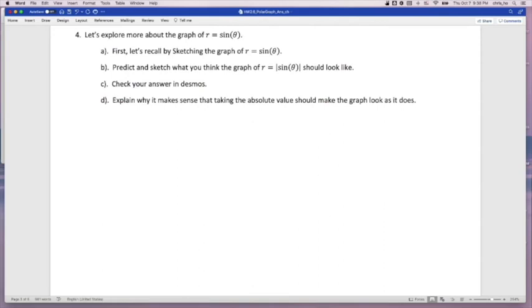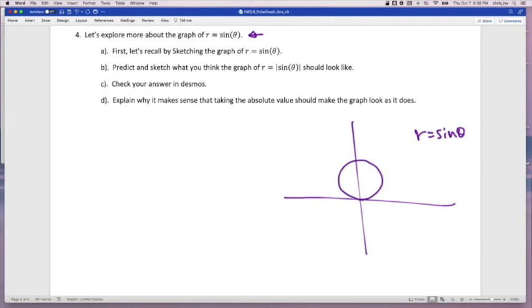Okay, for the learning problems, I'm not going to give the final answer, but I'll give you some hints as to how to think about it. We know what the graph of this looks like. It's been repeated multiple times. So r equal to sine theta is going to be a circle that has a diameter of 1. What happens if we make it the absolute value of sine theta instead?